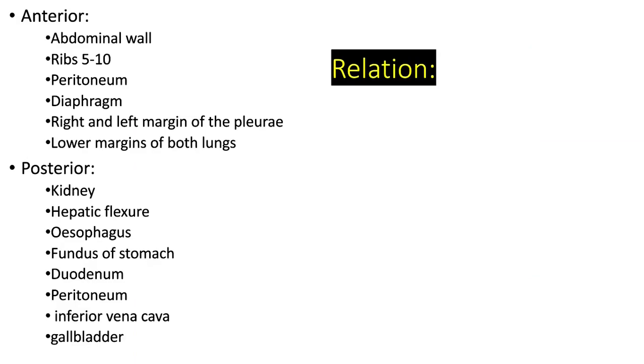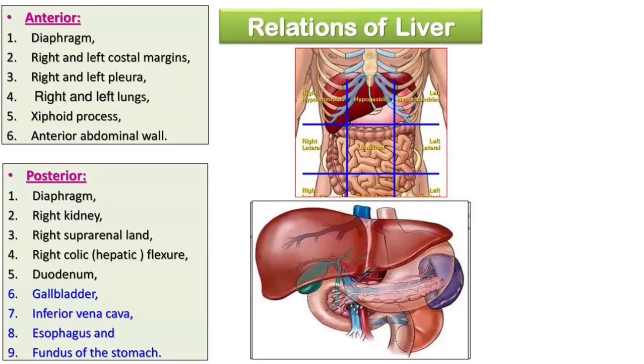Relations of the liver: anteriorly it has the anterior abdominal wall, 5th to 10th ribs, peritoneum, the diaphragm, left and right margins of the pleura, and lower margins of both lungs. Posteriorly it has the kidney, hepatic flexure, esophagus, fundus of the stomach, duodenum, peritoneum, inferior vena cava, and the gallbladder.